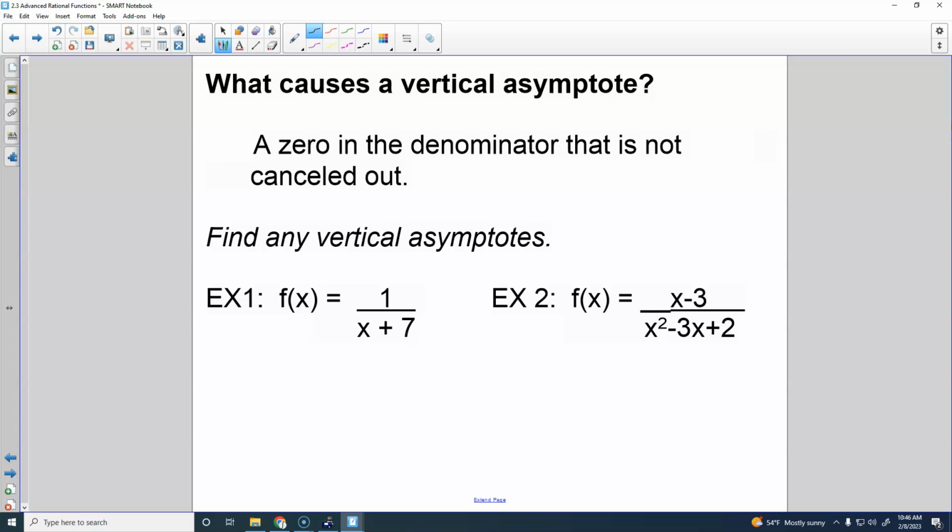So if I look at example 1, I only care about what is in the denominator. If it is equal to 0, I'm going to get a vertical asymptote at that point. So I'm going to have x plus 7. If it equals 0, that's going to give me a vertical asymptote. To solve that, I just subtract the 7. So x equals -7. That would be my vertical asymptote for this graph.